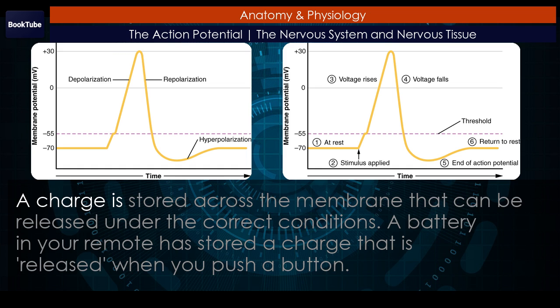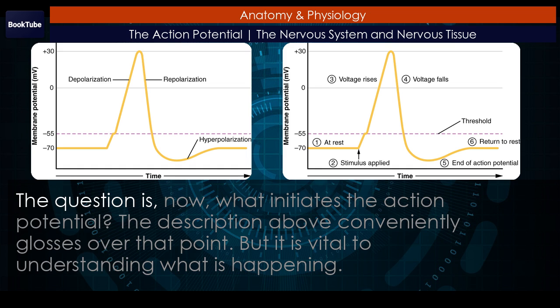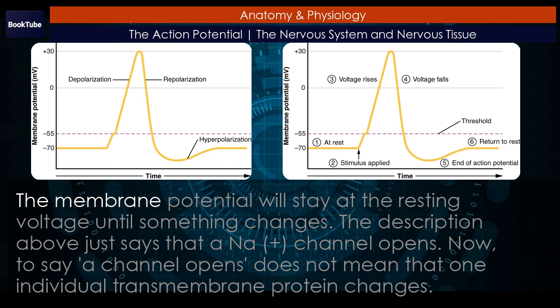A charge is stored across the membrane that can be released under the correct conditions. A battery in your remote has stored a charge that is released when you push a button. The question is, now, what initiates the action potential? The description above conveniently glosses over that point, but it is vital to understanding what is happening. The membrane potential will stay at the resting voltage until something changes. The description above just says that a Na+ channel opens.